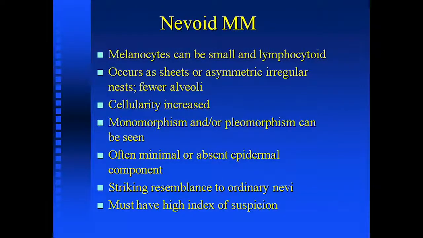You see sheets of melanocytes that don't mature. You see a little bit of increased cellularity, and there can be both monomorphism and pleomorphism. In other words, if you don't see those so-called theques, and you just see sheets of melanocytes, you really have to consider this entity. There can be an absent epidermal component, so it can be just a dermal neoplasm, but in this case, the epidermal component helped. Striking resemblance to ordinary nevi.